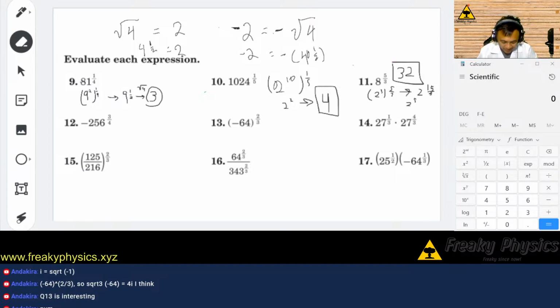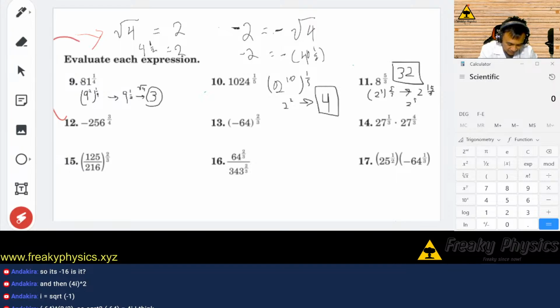Okay, number 12 is an example of what we just discussed here on top, with the minuses. Number 13 is different though, because it has the parenthesis, right?